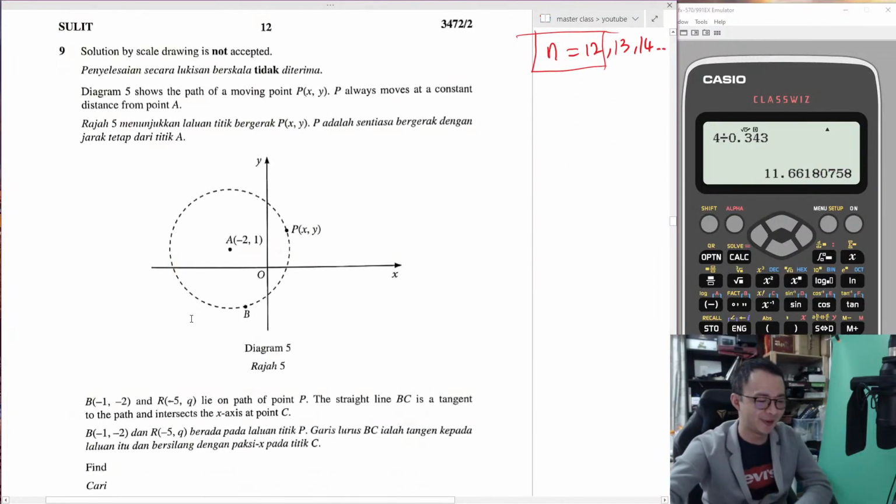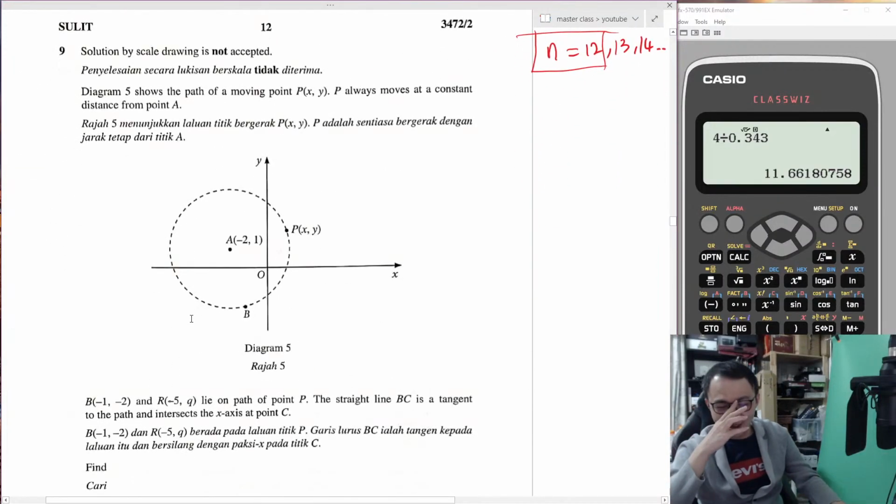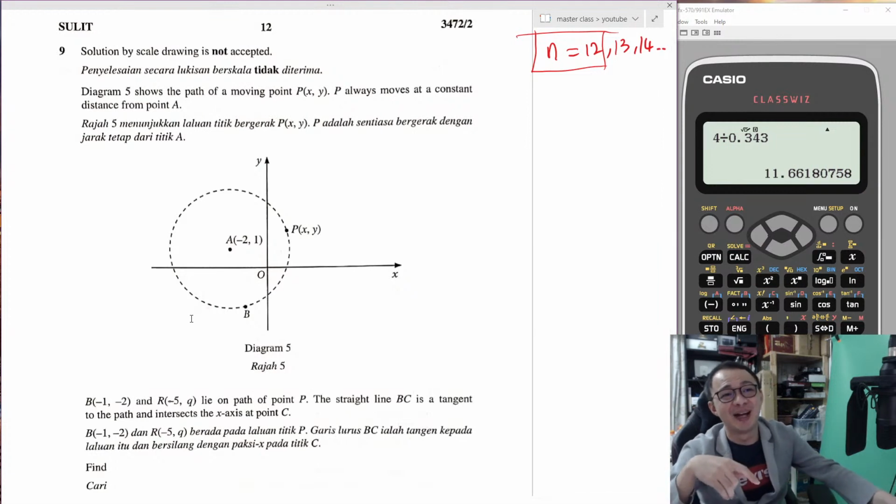Alright, so next question. I will not do all the questions in this paper, but I will do most of it. Like linear programming, definitely I will not do.